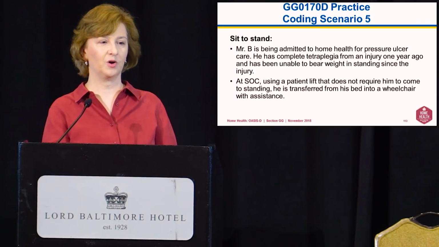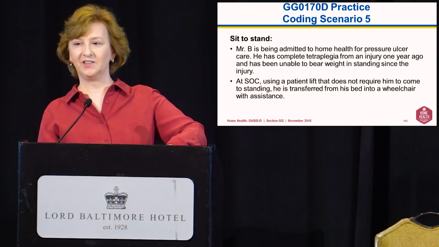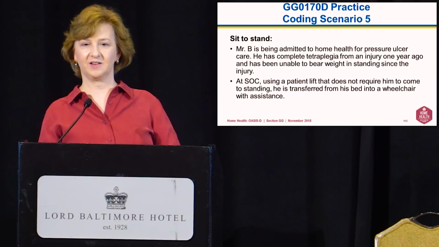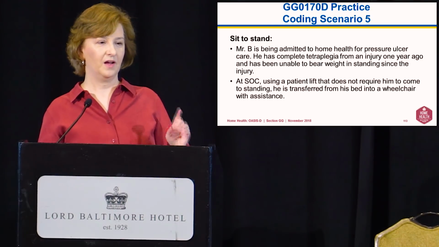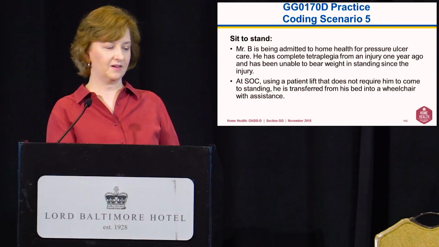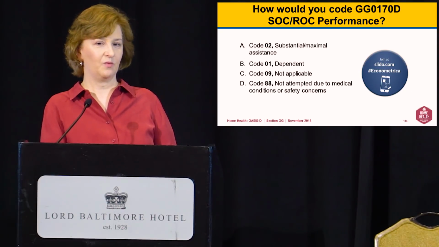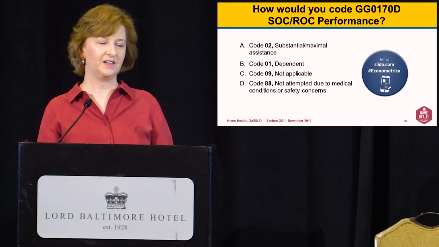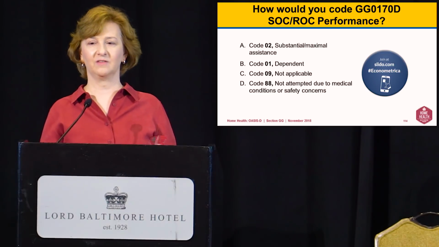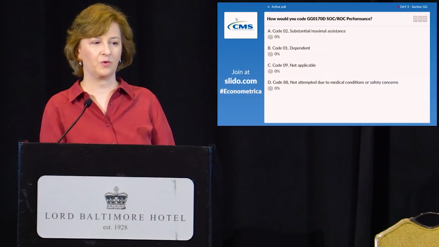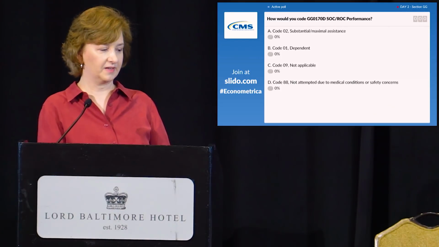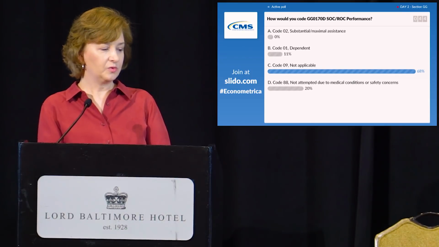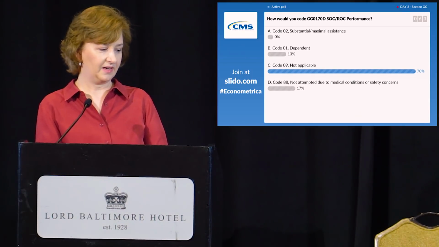So in this case, we're coding the sit to stand activity. This gentleman is transferring, but he does not go from a sit to a standing position. And so you would be coding sit to stand in this particular example. How would you code that if somebody is transferring him with a lift and he does not get to a standing position because he has a spinal cord injury and is unable to bear weight on his feet? The options are code 2, code 1, 9, and 88.